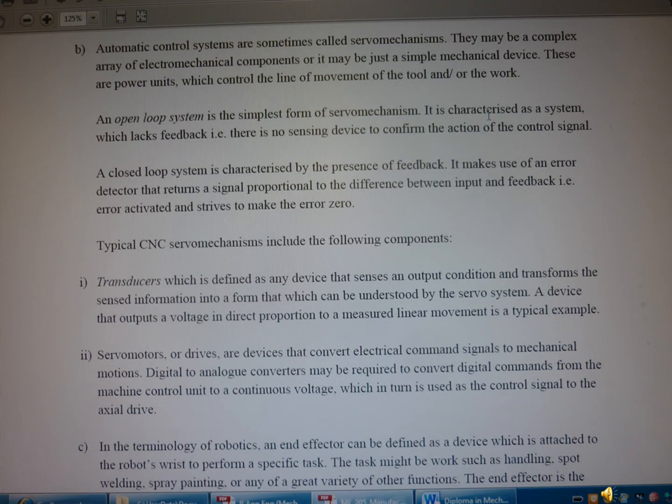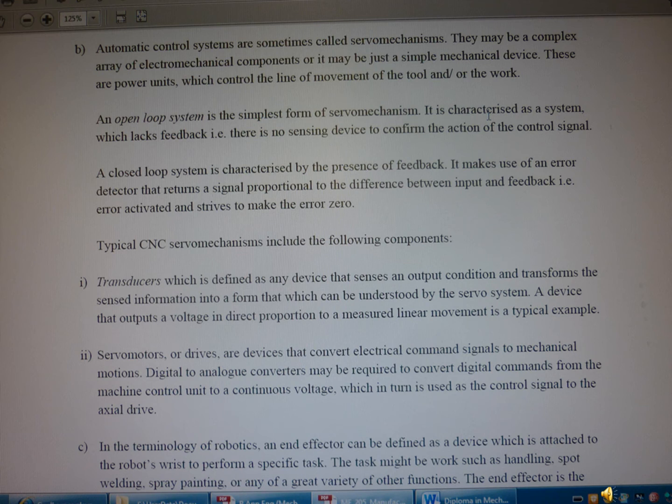Automatic control systems are sometimes called a servo mechanism. They may be a complex array of electromechanical components, or just a simple mechanical device. These are the power units which control the movement of the tool and the work. The open loop system is the simplest form of the servo mechanism. It is characterized as a system which lacks feedback. There is no sensing device to confirm the action of the control signal.